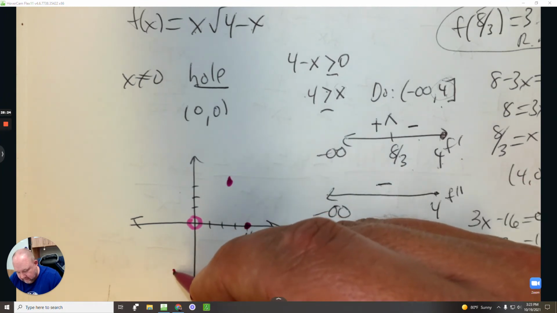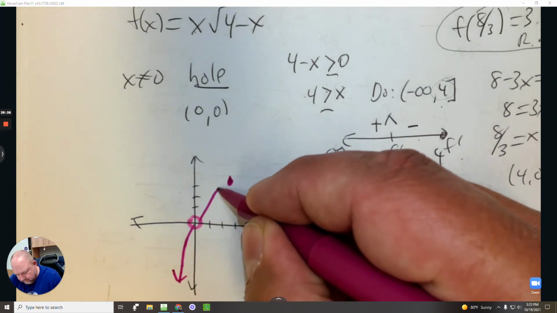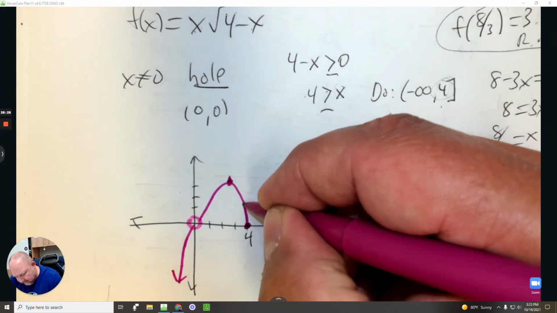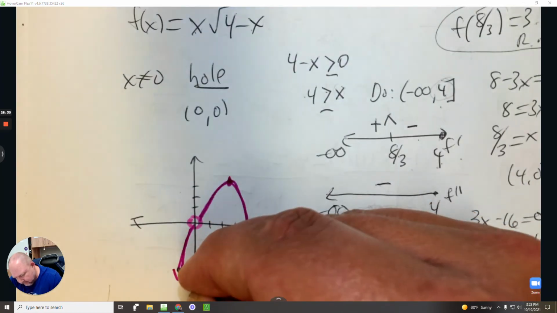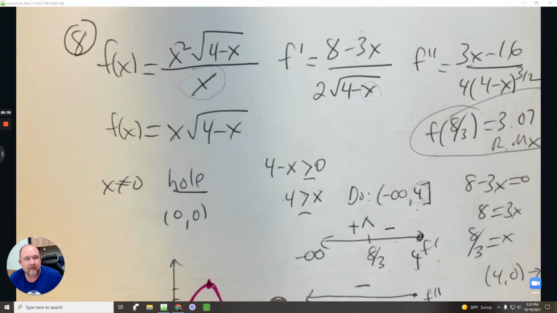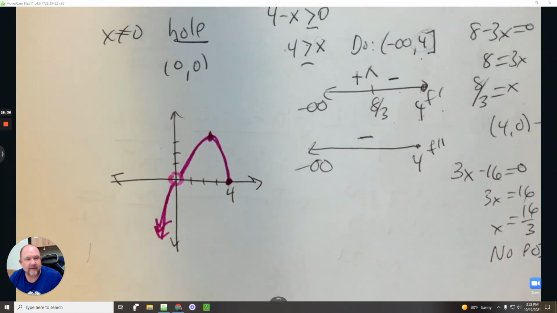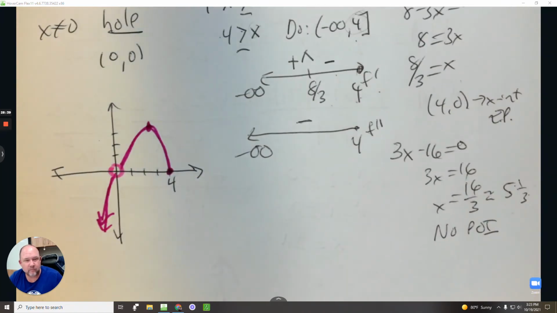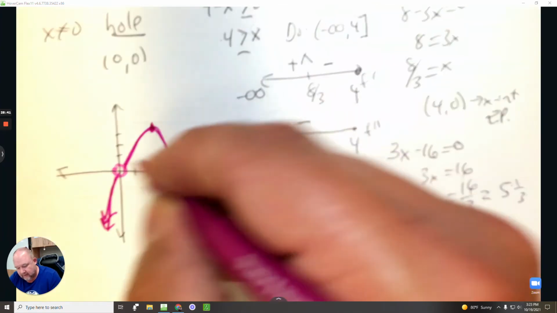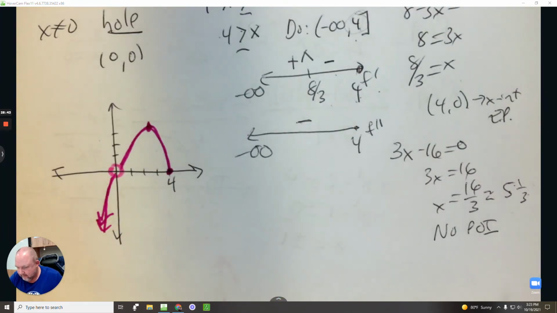So the left end goes down, and it ends there. And there it is. And notice the whole thing is concave down with a hole in it. Number 9.